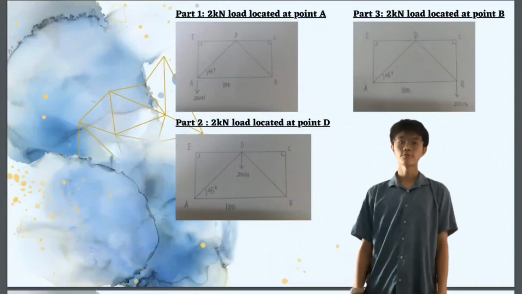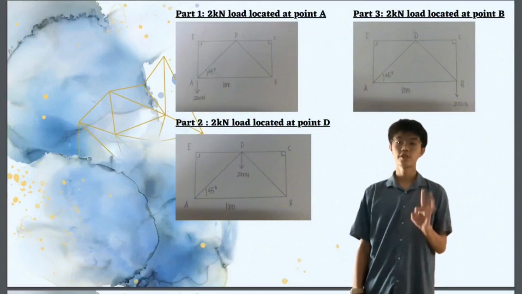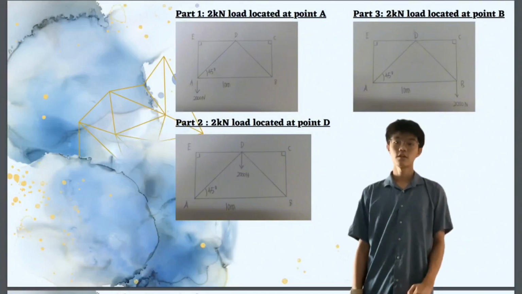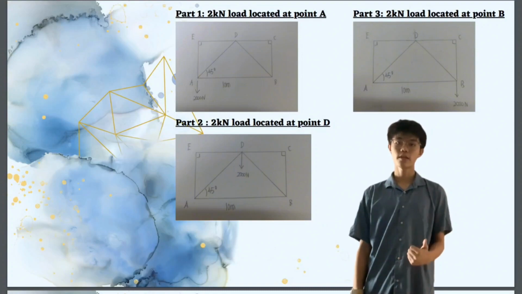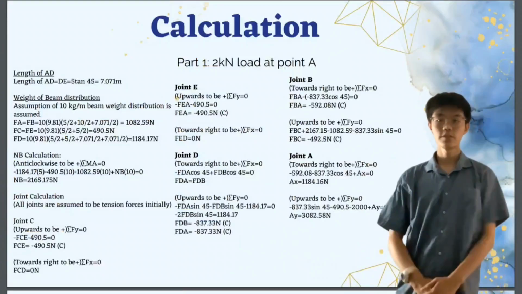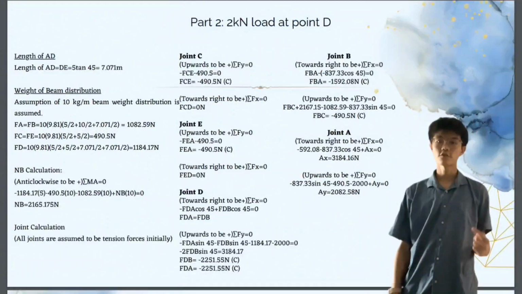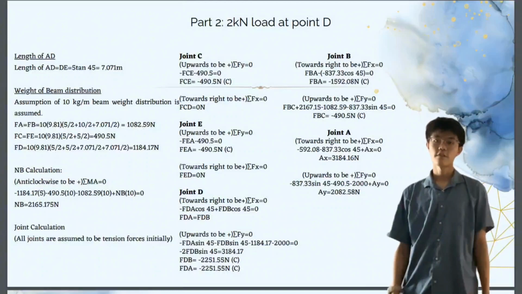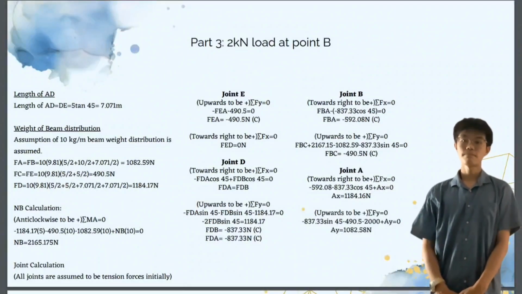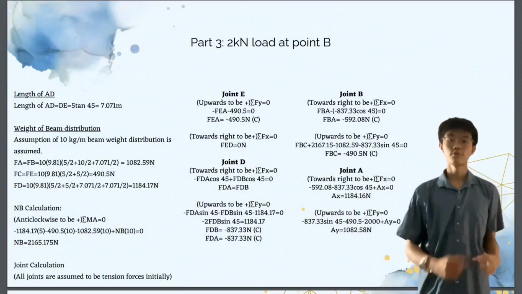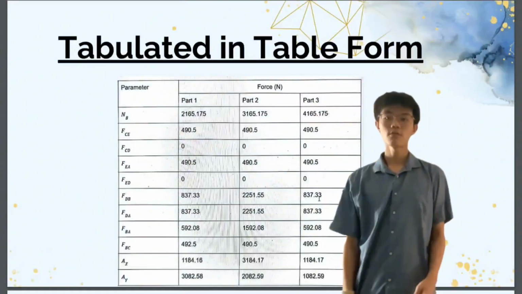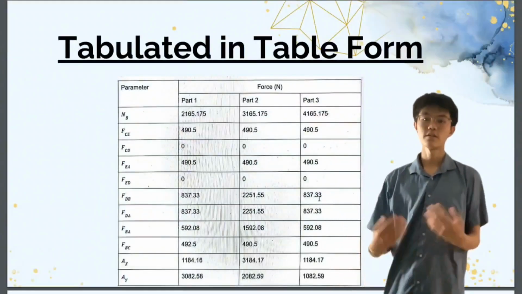Next, I'm going to talk about the calculations for three conditions where the 2000 Newton load is located at point A, the middle point, point D, and point B. Before we start the calculations, we assume tension force experienced by the beam is positive, force going right for Fx is positive and force going up for Fy is positive. After that, we just do normal plus minus calculation based on the free body diagram. In the end, I compile all the force results into table form for clearer observation.